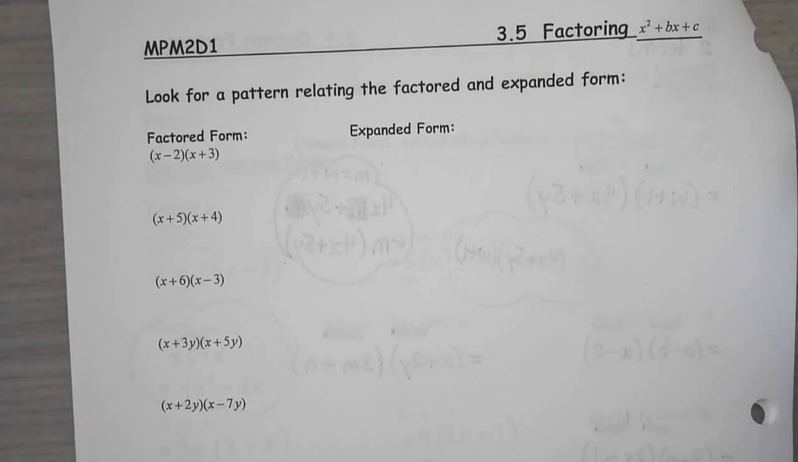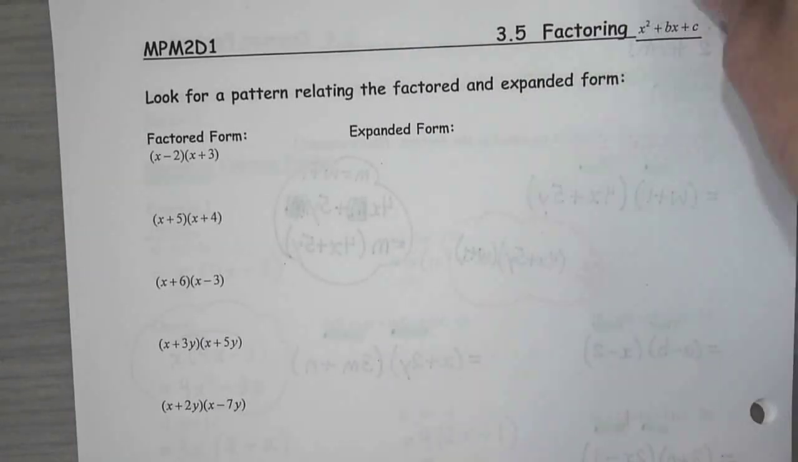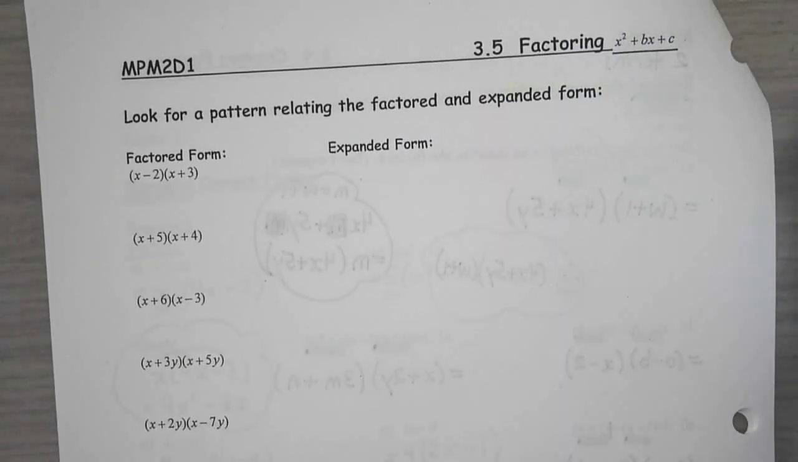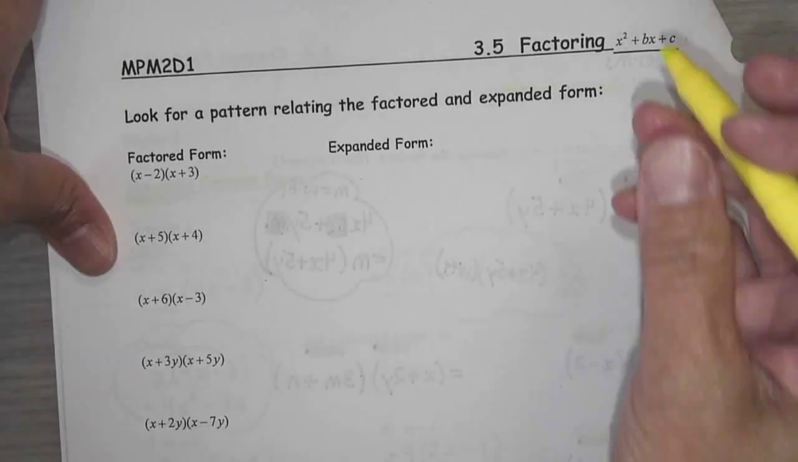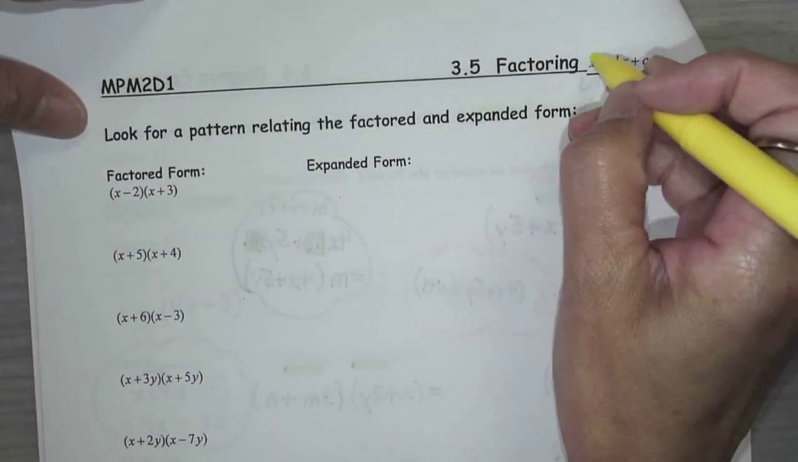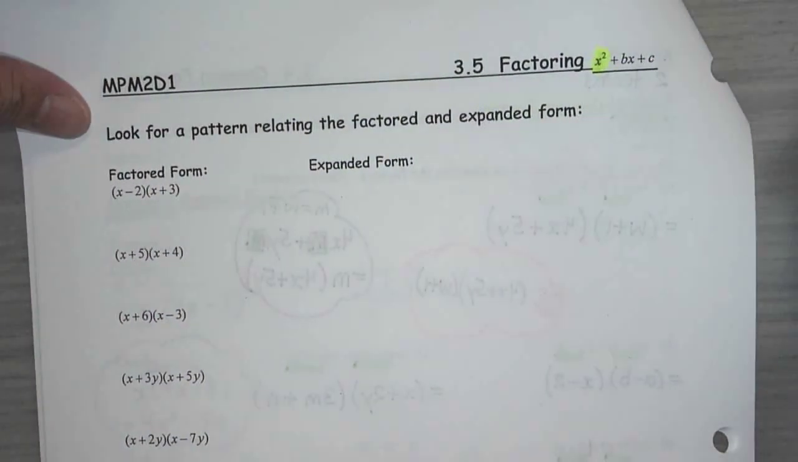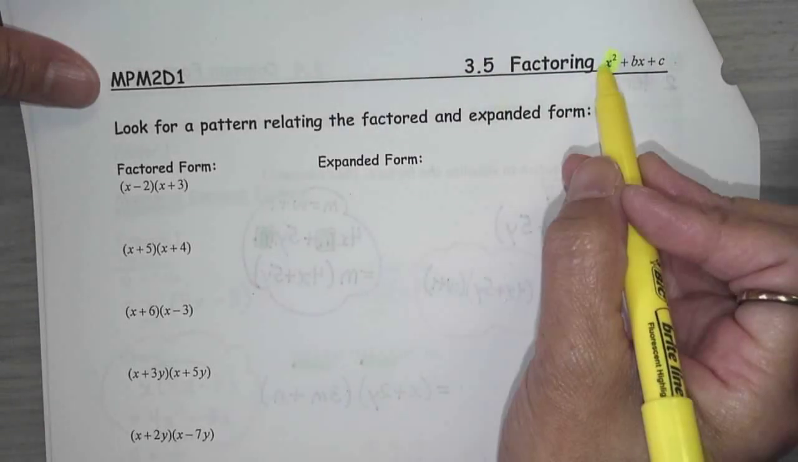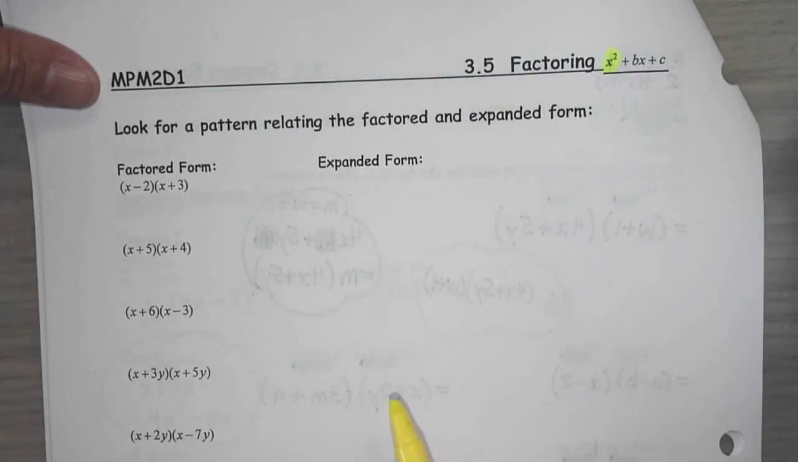What we're looking at here in 3.5 is really just factoring a trinomial. These are kind of the easier types of trinomials. Some people call them type 1. And what we're looking at here is that it's a trinomial where there's just an x squared. There's no coefficient in front of it other than the 1.